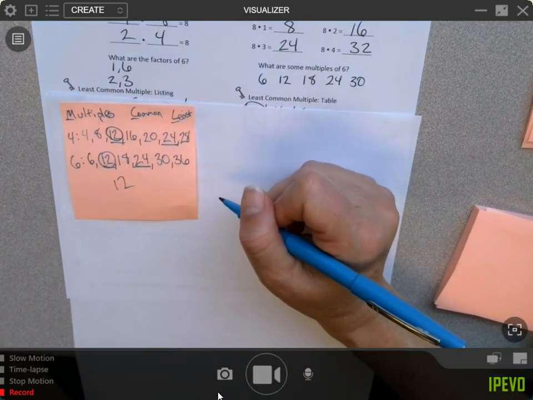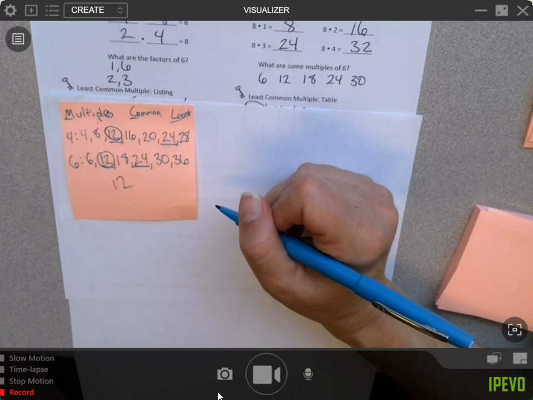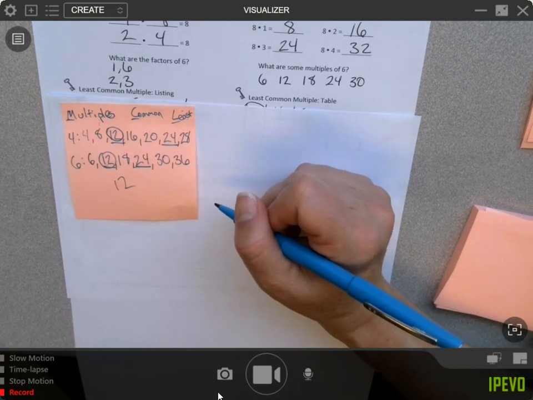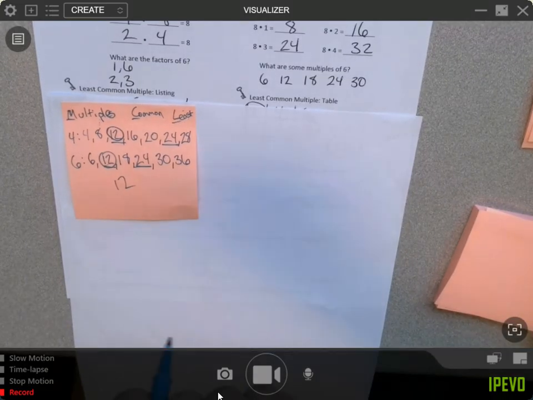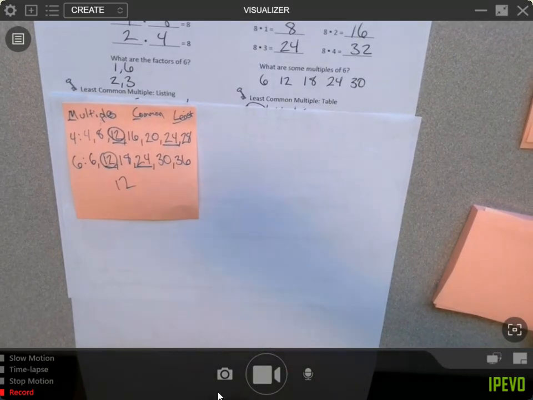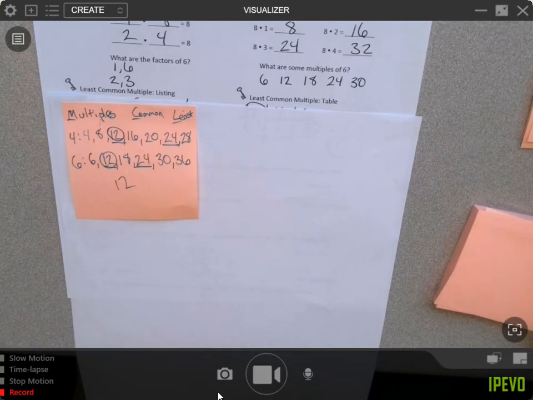So when we do that listing method, we're listing out multiples. Sometimes you'll list out multiples and say, well, Miss Gambino, I didn't find any in common. And then I'll say, you have to keep going. List out farther. So maybe you have to go up to 10. Maybe you have to go up to times 12. Sometimes you have to continue your list out a longer way to find one that they have in common.